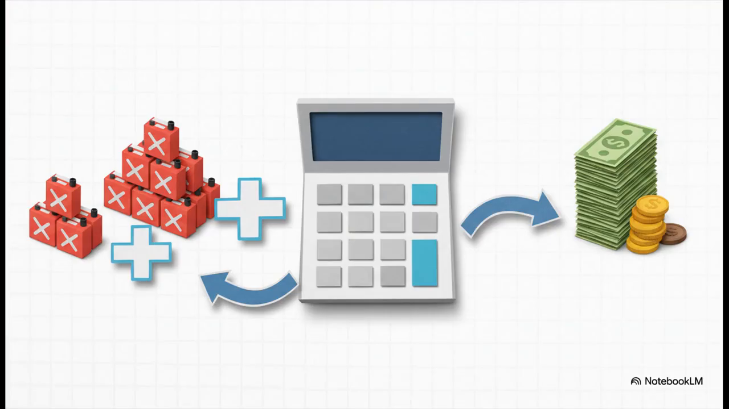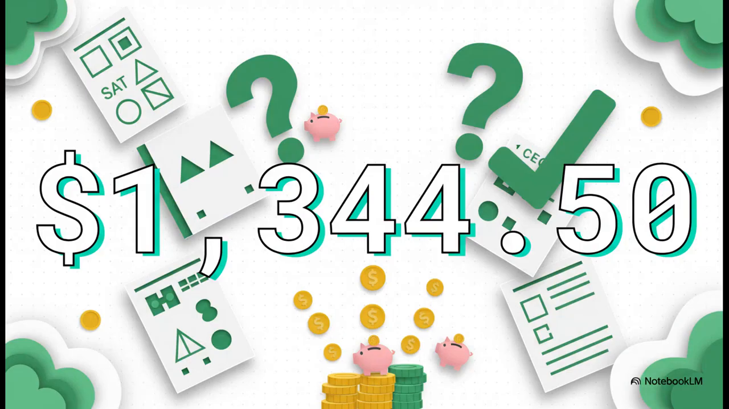Now for the moment of truth. Does our little scenario match the total money from the problem? We just have to calculate the total cost. So that's 75 gallons times the premium price plus 475 gallons times the regular price. Go ahead and grab your calculator. And what do you get? You get $209.25 for the premium plus $1,135.25 for the regular, which adds up to exactly $1,344.50. It's a perfect match.